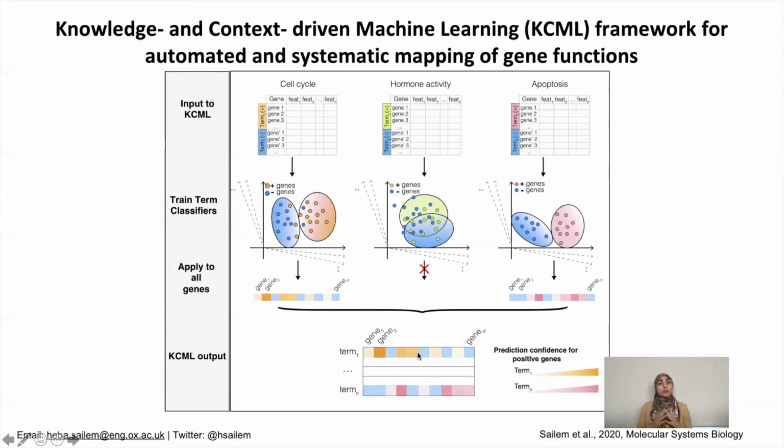One important thing with this approach is that the prediction is context driven. It's driven by the data. So whatever we discover from this dataset might be specific to the cell line or the cell type or the specific context of the experiment. That's why I called my method knowledge and context driven machine learning, or KCML.